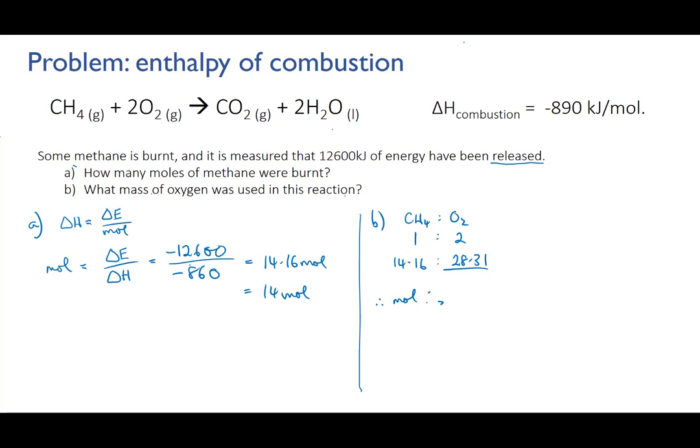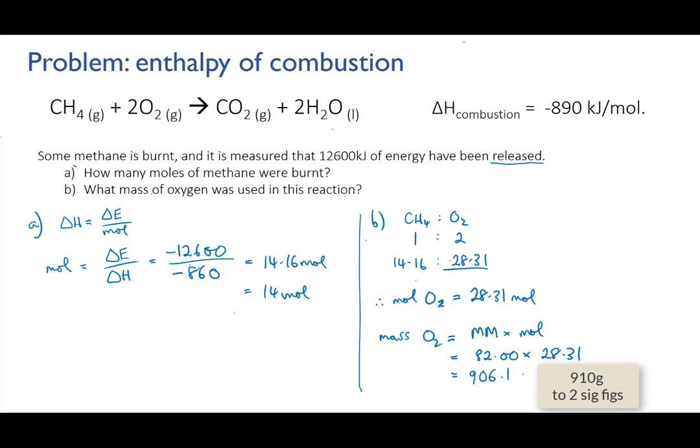So 14.16 moles of methane, we need twice as much oxygen, so that's 28.31 moles of oxygen. And then we simply use the mass-mole relationship to work out how much that weighs. So we get that the mass of oxygen equals the molar mass times the number of moles. You can work out for yourself that the molar mass of oxygen is 32.00, and we'll multiply that by 28.31. And that gives us 906.1 grams of oxygen.